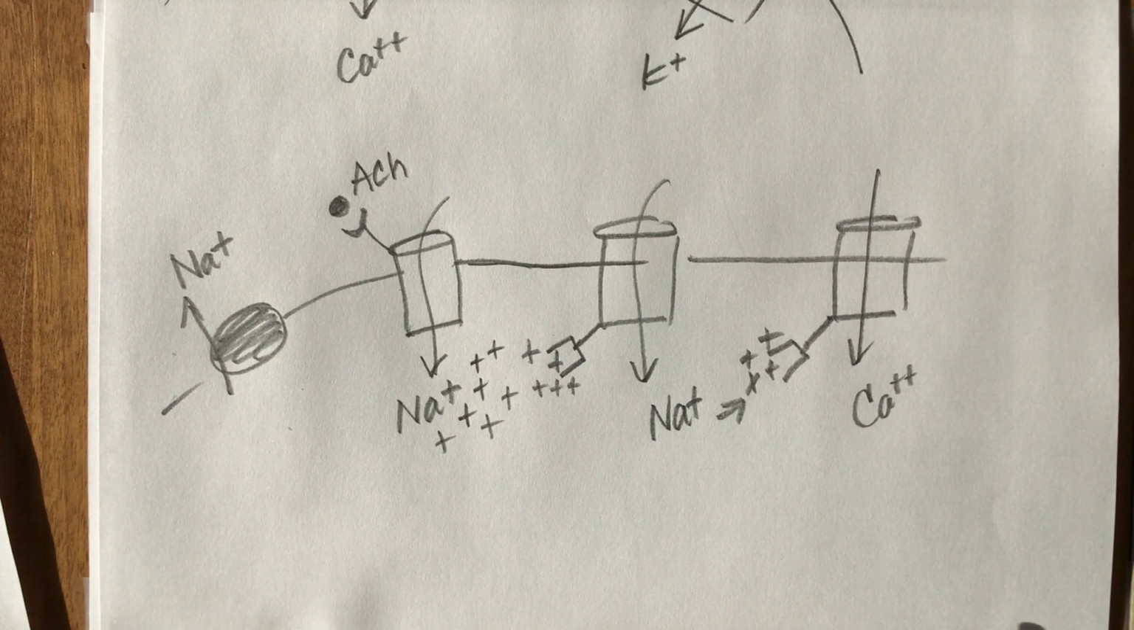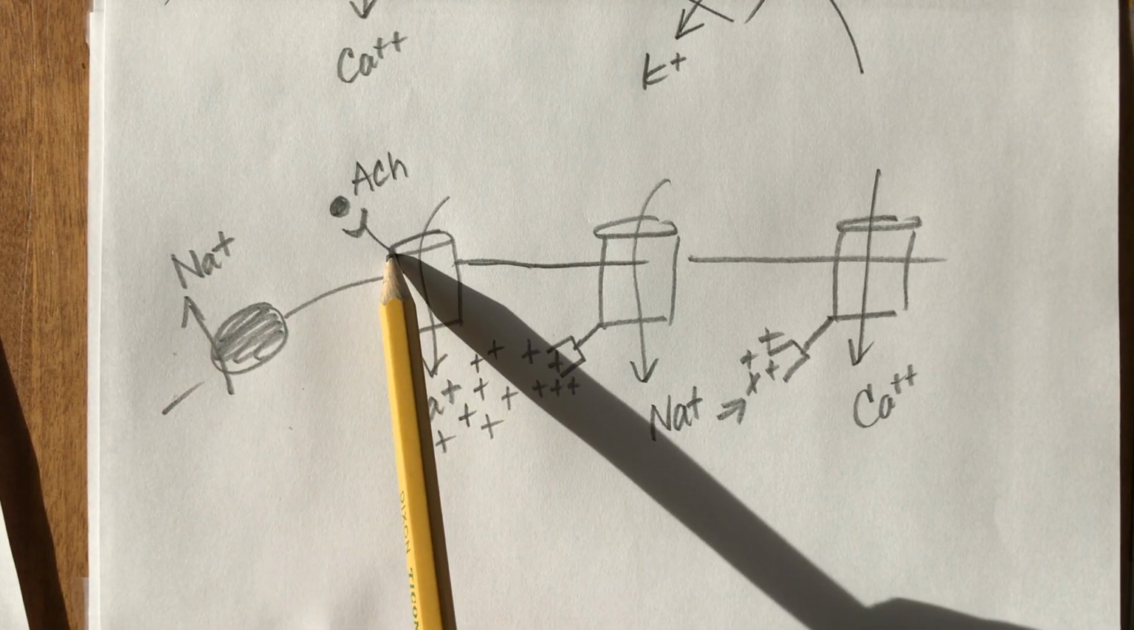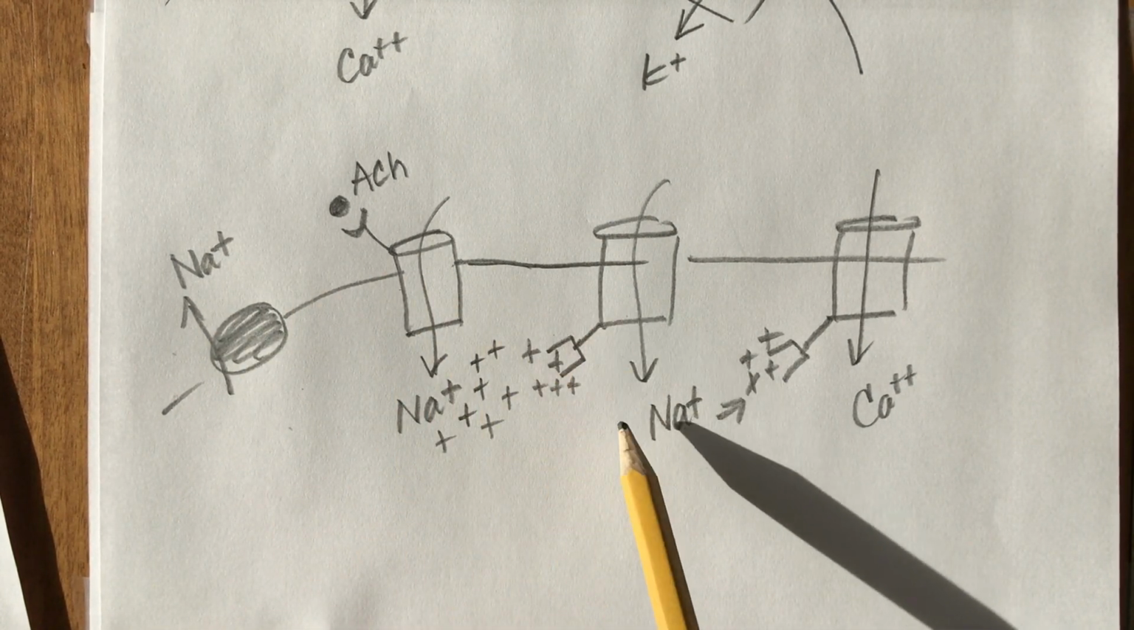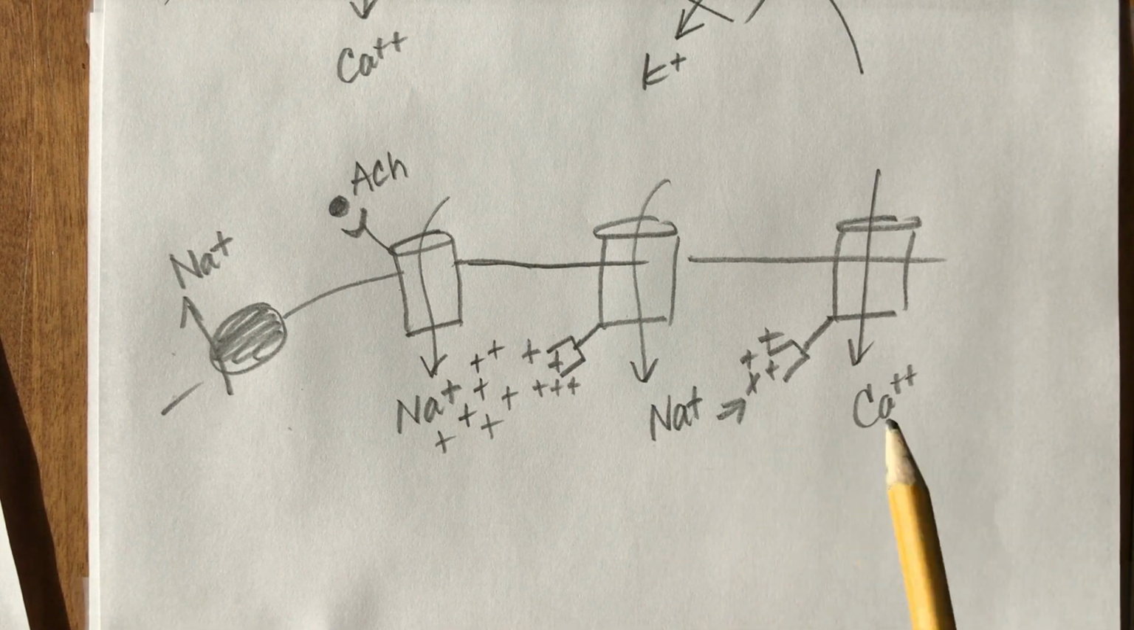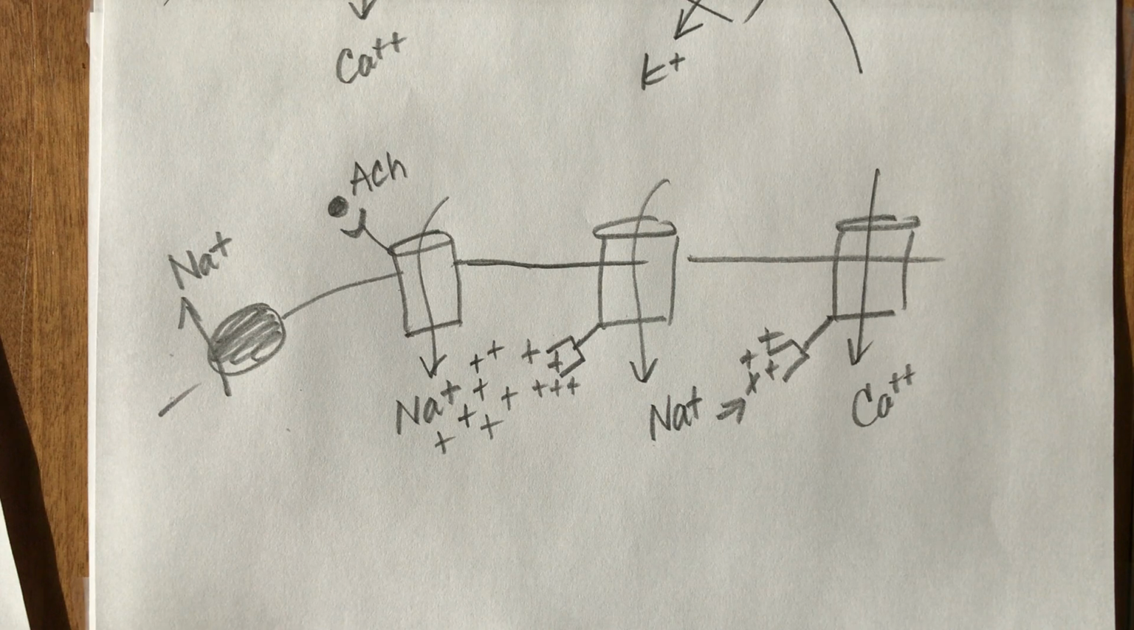We're going to see a little bit more detail on how concentration gradients, ligand-gated channels, and voltage-gated channels for different ions are important in muscle cells and neurons communicating with each other.